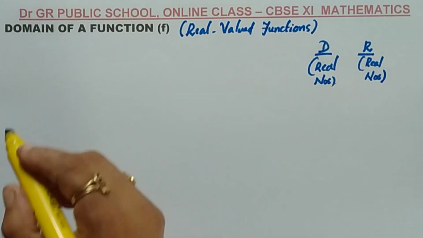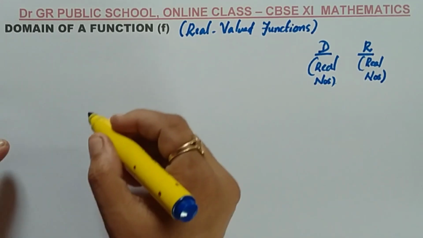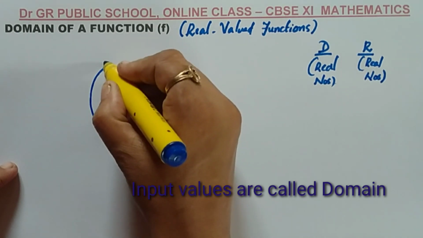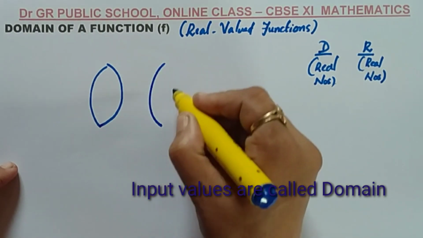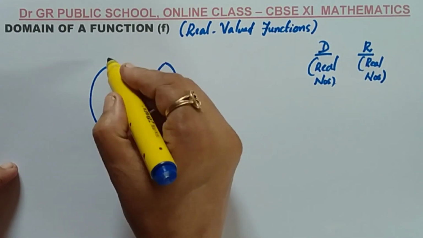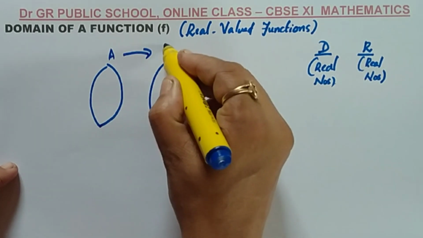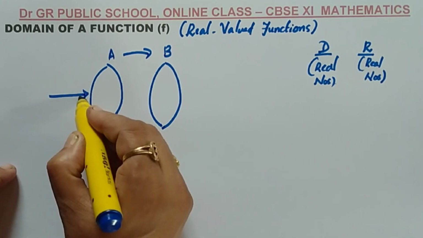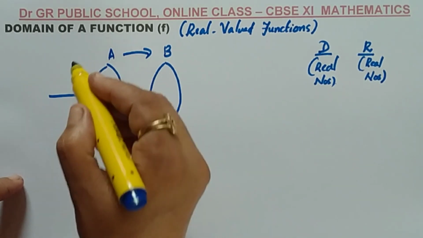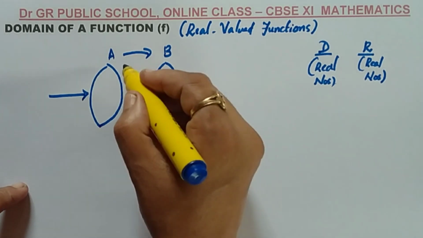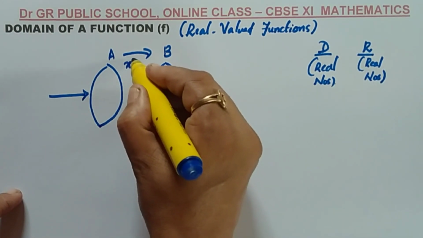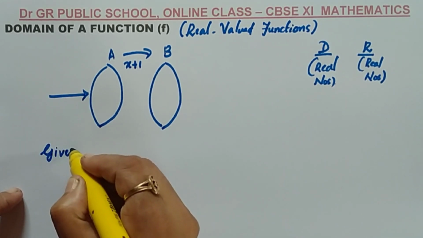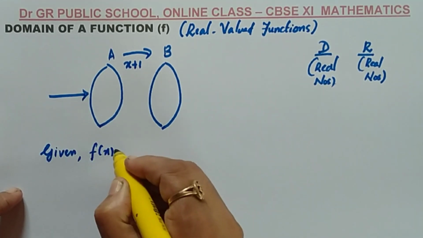Now, simply we can say that the domain of the function is the set of input values for a function. Consider a function f from a non-empty set A to a non-empty set B. Which are the values which the function can take? They are called the domain of the function. Consider the function x plus 1. Here the given function is f(x) equal to x plus 1.